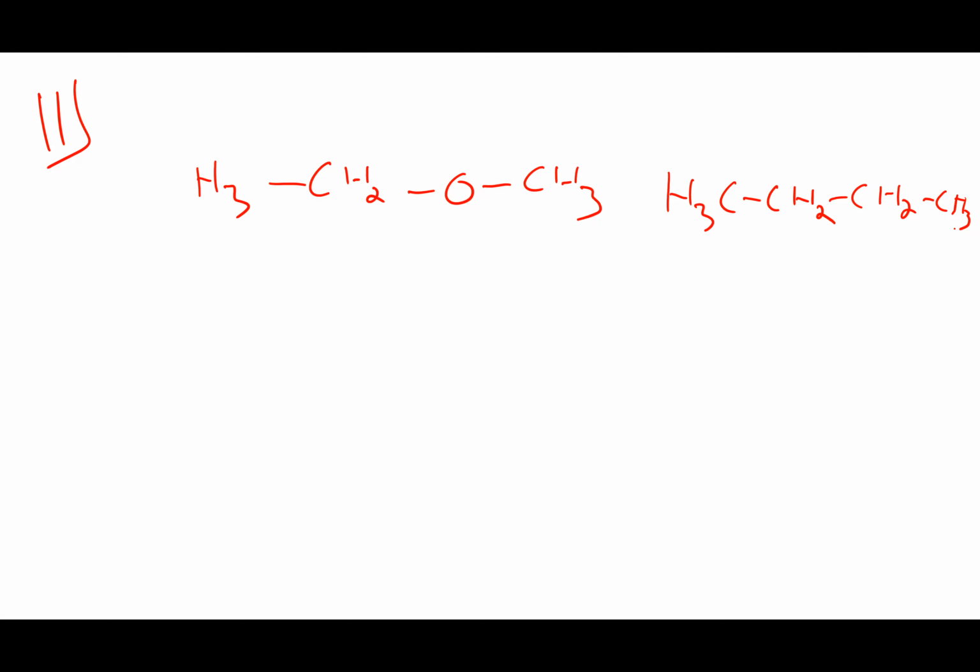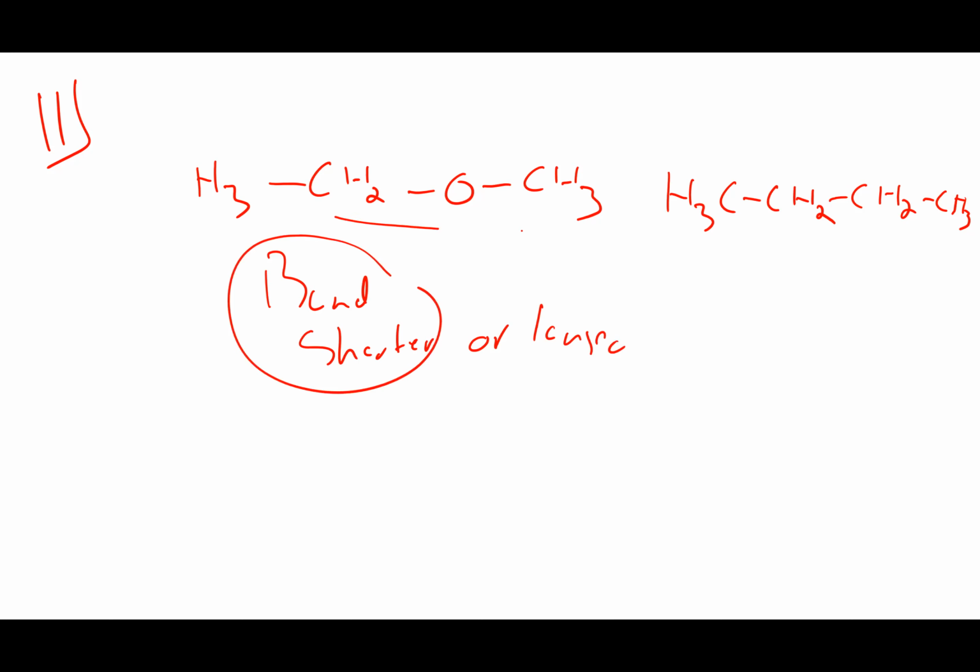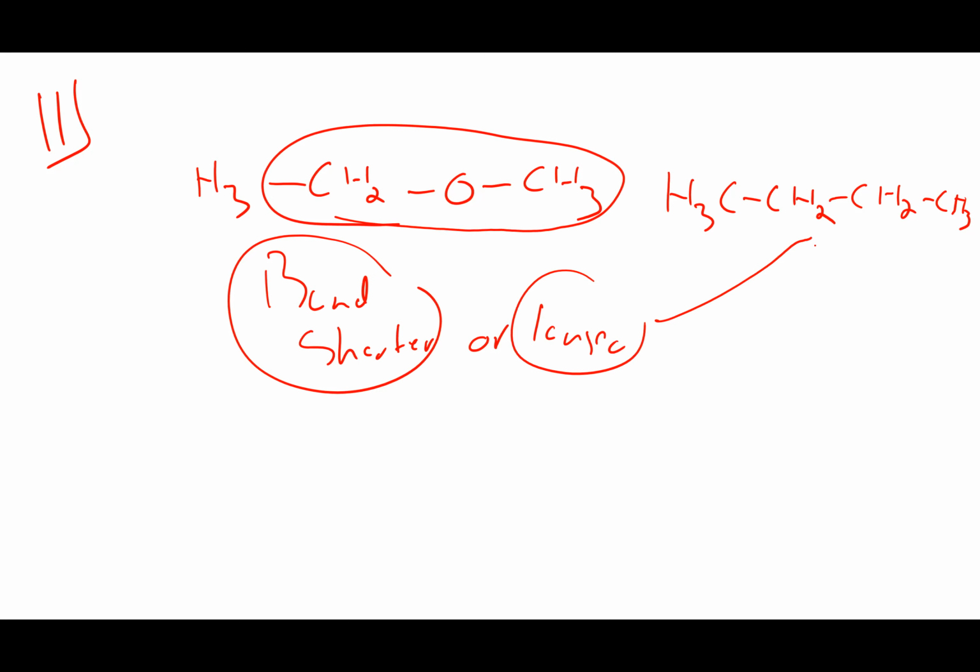So we have to think about which bond is shorter or longer. In this case, these bonds will be shorter. These ones will be longer. So the CO bond is shorter than the carbon-carbon bond. So the methyl groups of either A, the ether of A are closer together. So this is your ether group.